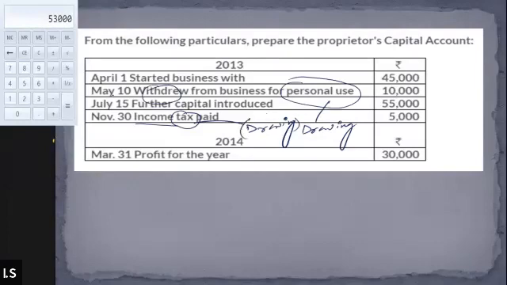So on May 10th, the amount withdrawn, the question specifically tells us, has been withdrawn for personal use. But on November 30, the amount of 50,000 has been paid for income tax. However, the question does not tell you that this is a personal expense, but since it is income tax, we can clearly understand that income tax is a personal tax. So whenever income tax is being paid, it is a drawing. Whenever any expense is incurred for personal purposes, that will also be considered a drawing.